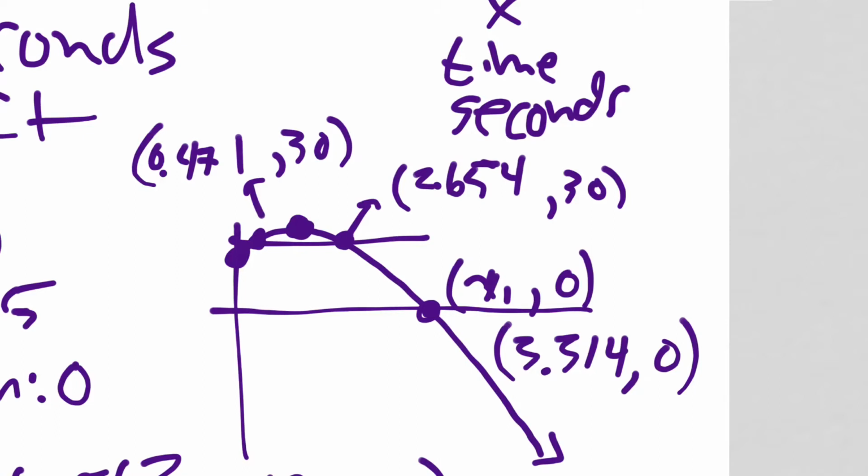Now, careful. Make sure you have some negative y values on your window. If you don't, your calculator's not going to let you calculate that 0. It'll give you an error that says no sign change. So there you have it.